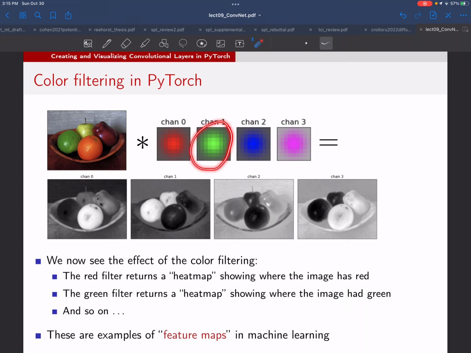In terms of green, you can see that the apples have the most green, and so they show up brightest in this heat map. For blue, those would be these two apples, especially the one on the right, and then for this pinkish purplish color, the most energy would be those orange and apple on the right. So you can see the effect of color filtering and understand the notion of having more than 3 channels.